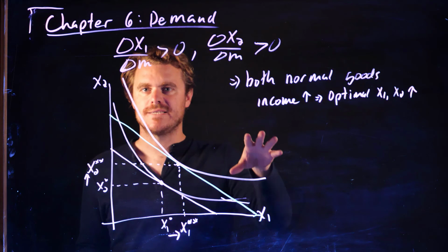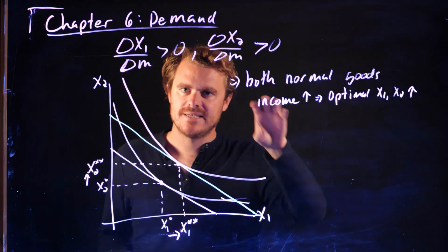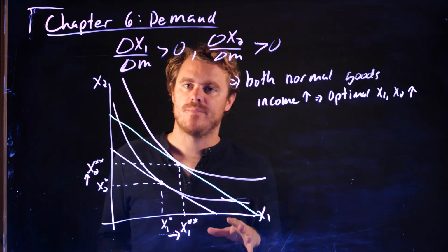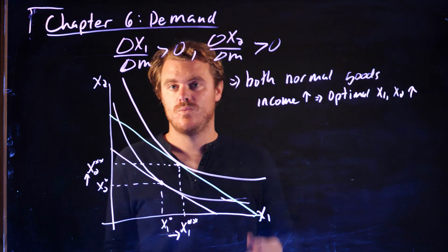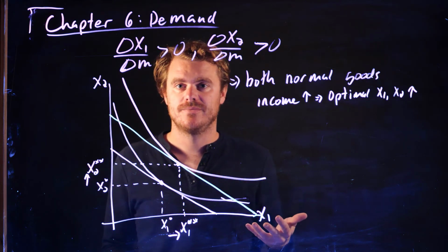Now, if there's a normal good, there must be something abnormal, right? So let's next talk about an inferior good, which has an inverse relationship with income. That is, when income goes up, we want to purchase less of that good. So let's take a look at that.